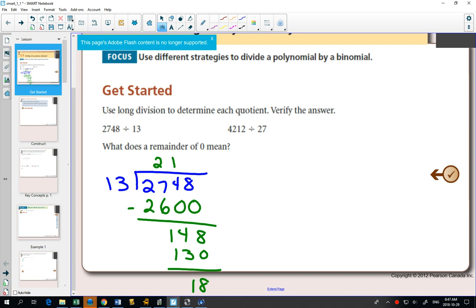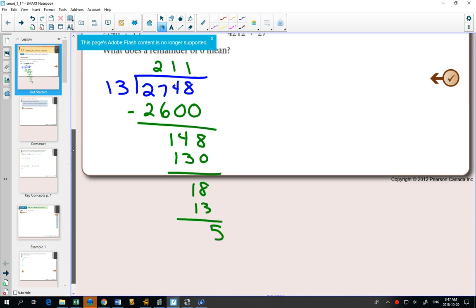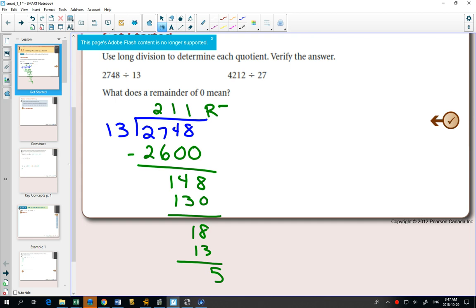And now we're in our ones column. So the reason they got you to write it above certain columns wasn't, sometimes they didn't tell you the reason, but the reason was you're actually thinking about 200s, then 10s, and now we're thinking in our ones column. So what number times 13 is close to 18 without going over? 1. And 1 times 13 is 13. Subtract 5, and we would say we have a remainder of 5.